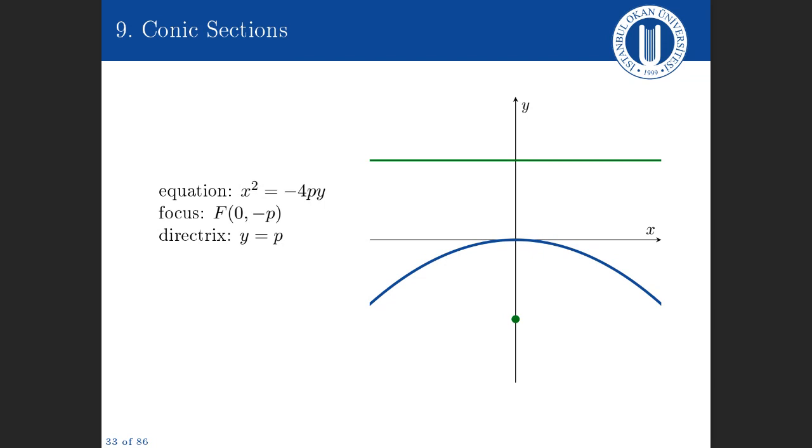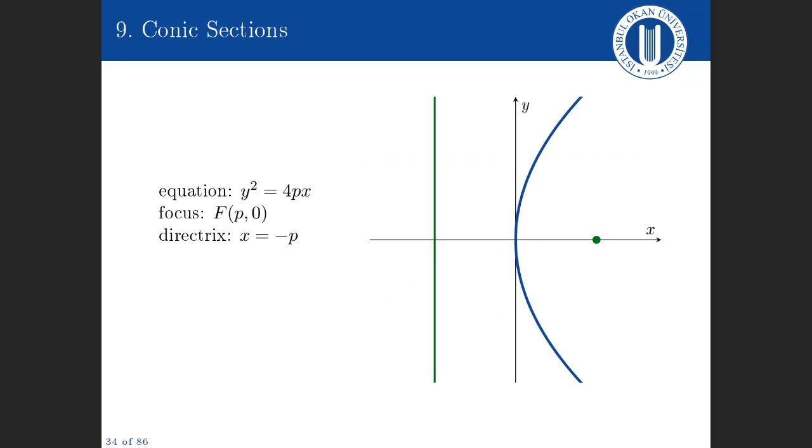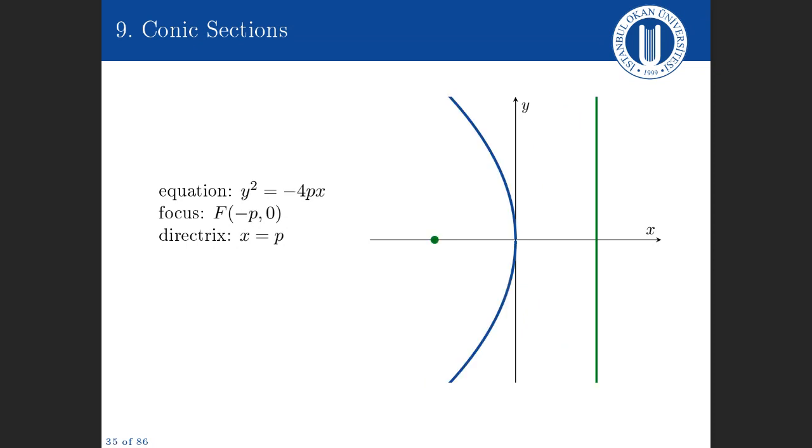Or I might have a parabola which opens to the right. I can do that by taking the previous equation and swapping x and y. Instead of x squared equals 4py, I have y squared equals 4px. Then the focus is the point (p, 0) and the directrix is the line x equals minus p. Or multiply by minus 1, and we get a parabola which opens to the left: y squared equals minus 4px, with the focus (minus p, 0) and the directrix x equals p.